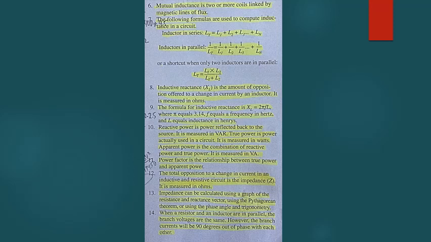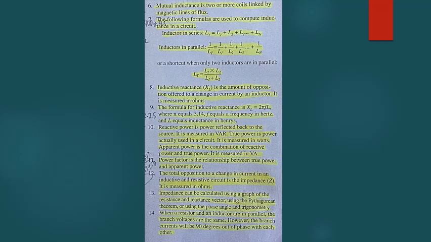Reactive power is power reflected back to the source. It is measured in VAR. True power is power actually used in a circuit. It is measured in watts. Apparent power is the combination of reactive power and true power. It is measured in VAs. Power factor is the relationship between true power and apparent power.